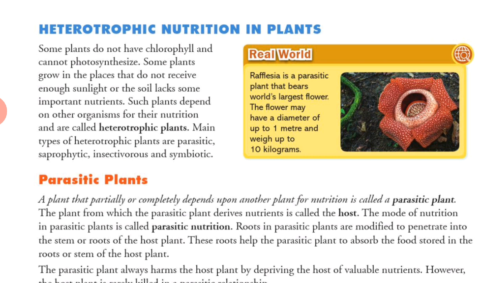Okay. Parasitic plants: a plant that partially or completely depends upon another plant for nutrition is called a parasitic plant. Got it? Either it will depend partially or completely on other plants for their food. They are called parasitic plants. The plant from which the parasitic plants derive nutrients is called the host.